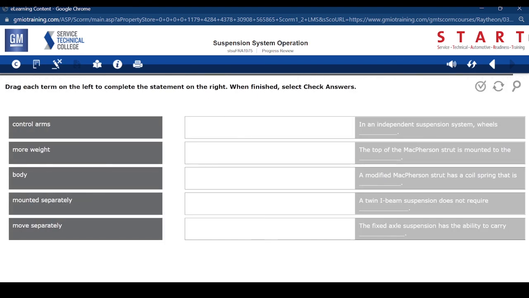Drag each term on the left to complete the statement on the right. When finished, select Check Answers.